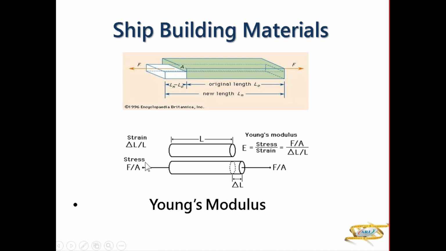And stress is force per unit area, what you're applying on this pipe to pull it. So Young's modulus is stress by strain. Your stress is force per unit area divided by delta L divided by L. So finally it will come as F into L divided by delta L into area of cross section, or force into original length divided by area of cross section into change in length, is the Young's modulus E.